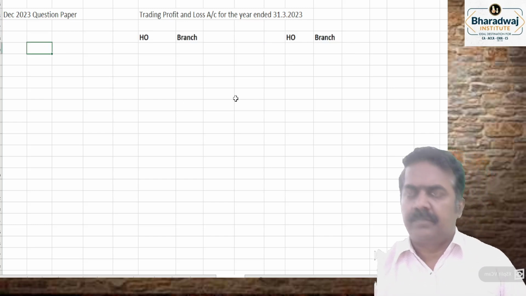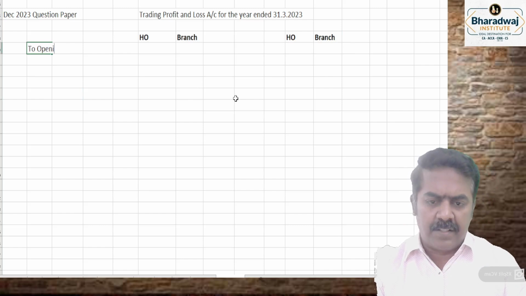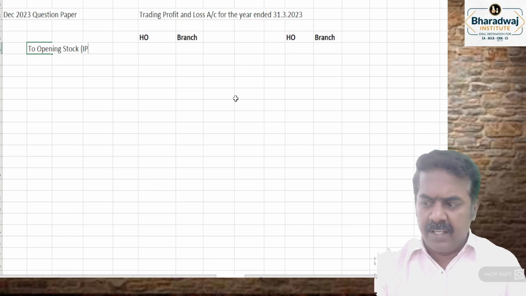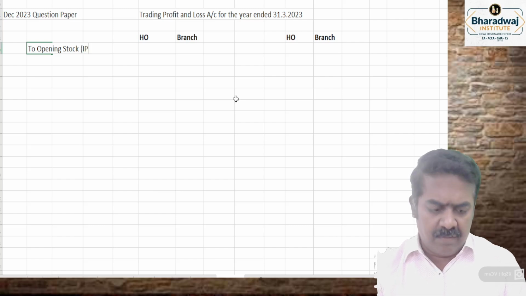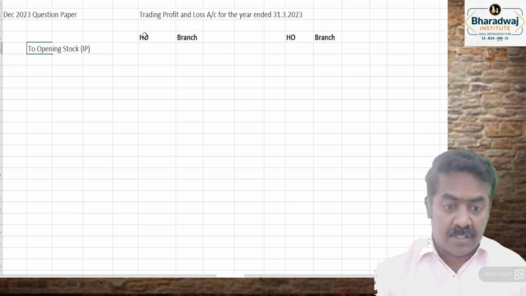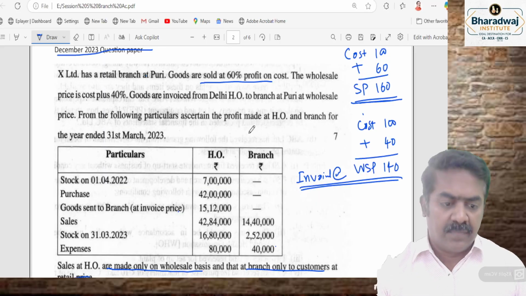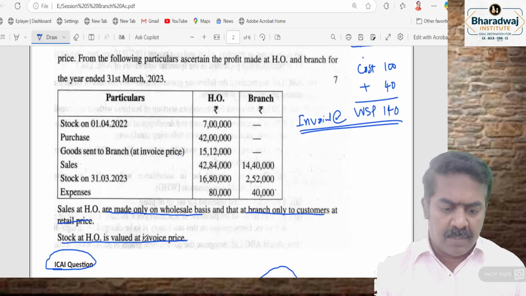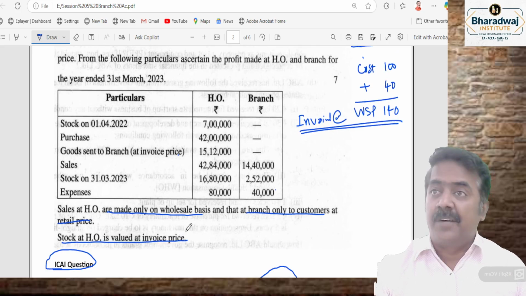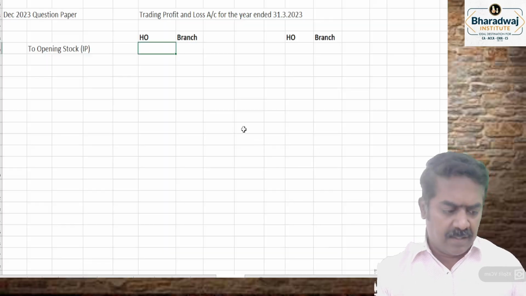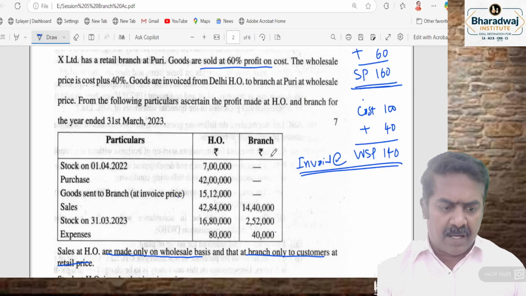To opening stock. Opening stock at invoice price for the head office. The head office stock is at invoice price. Stock at head office is valued at which price? Invoice price. How much is given? 7 lakhs. Then for the branch there is no opening stock.